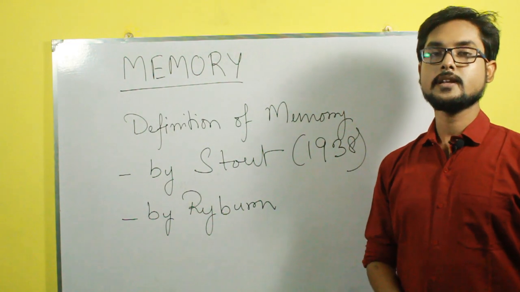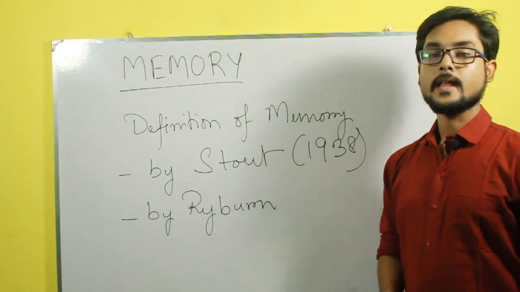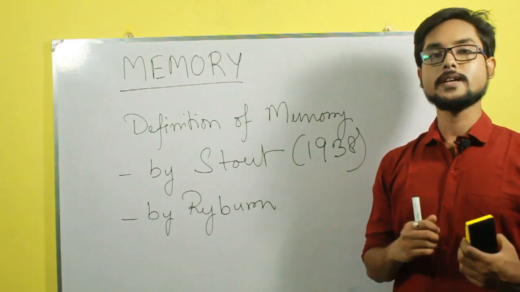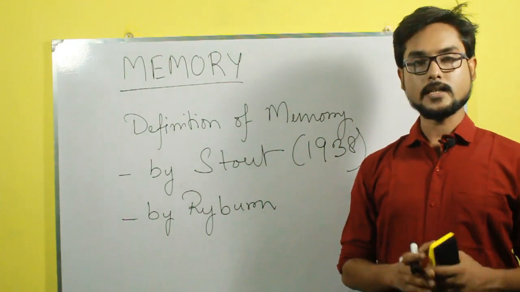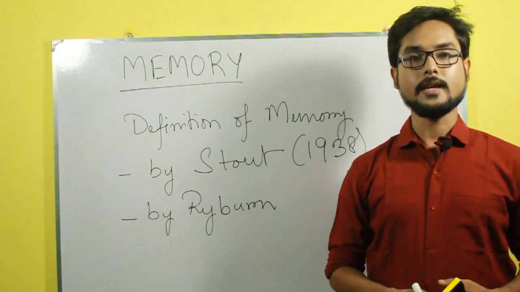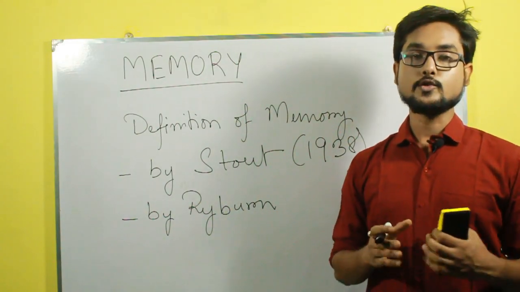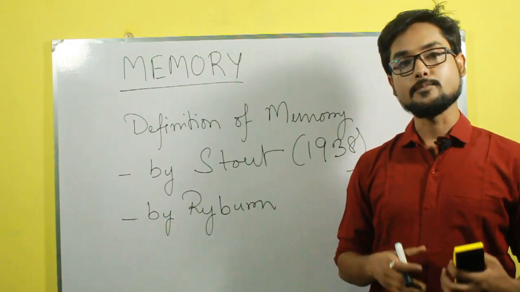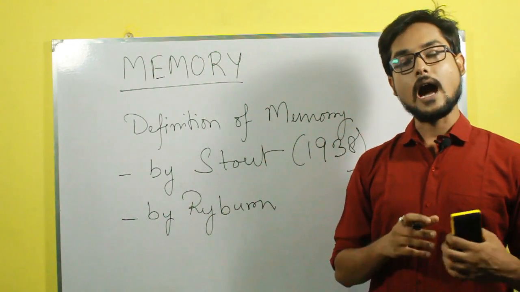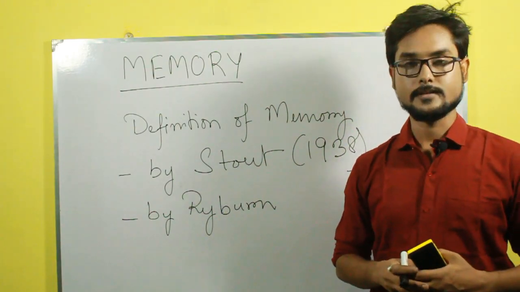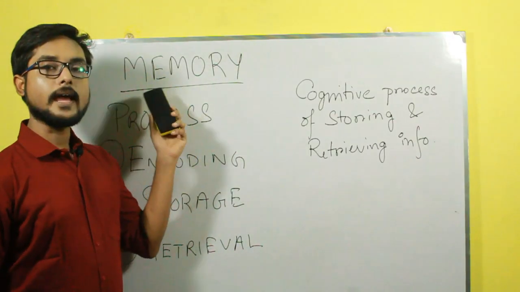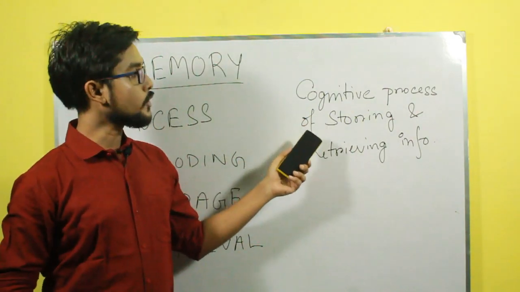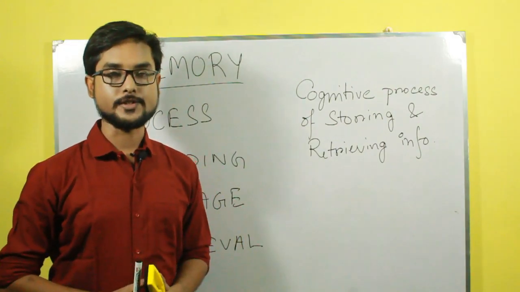Memory was primarily defined by Stout as the ideal revival of information from the storage of our mind. On the other hand, Ribot defined memory as the power that we have to store the information regarding experiences we have and then bring them to our consciousness after the experience has already occurred. Memory can be defined as the cognitive process of storing and retrieving information.